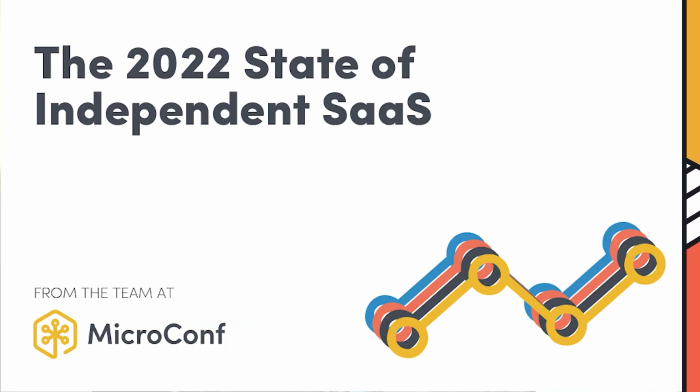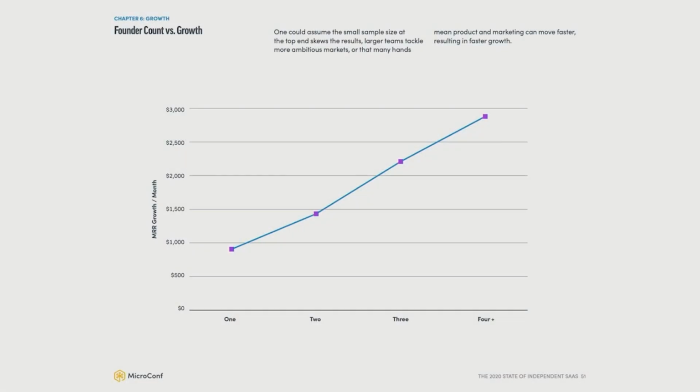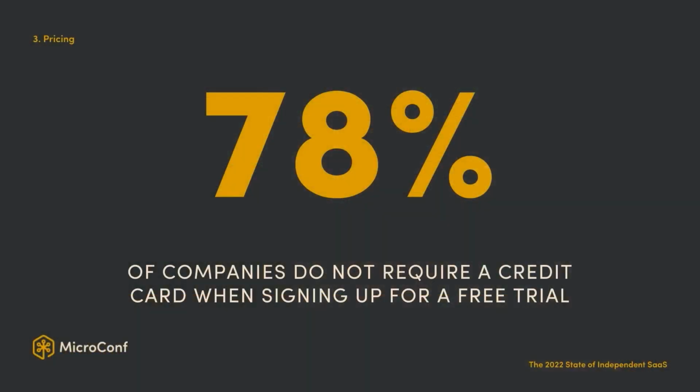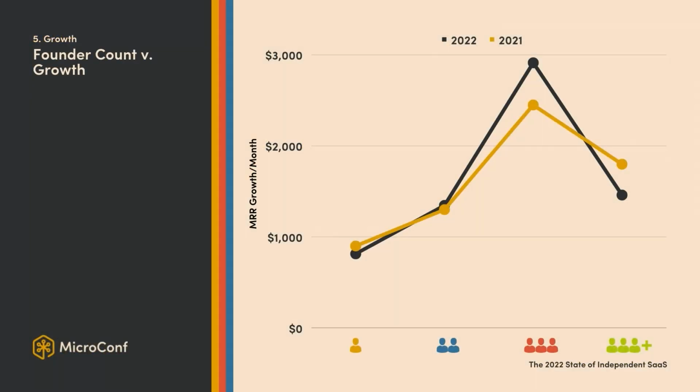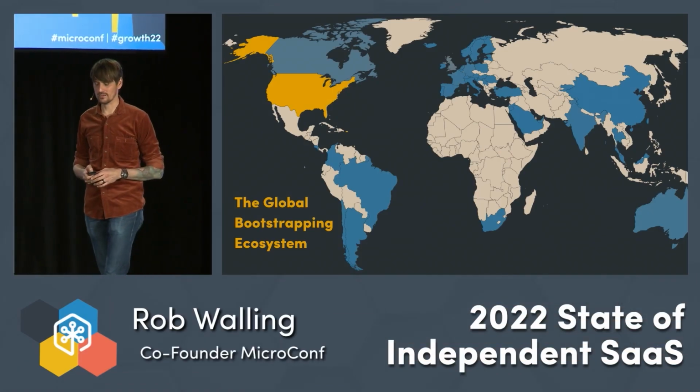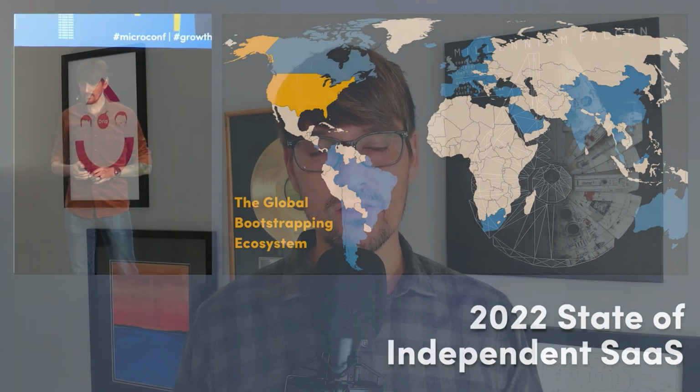Another example is the MicroConf State of Independent SaaS report, where we survey hundreds and hundreds of bootstrapped and mostly bootstrapped SaaS founders, and we get their thoughts on hiring and where their MRR is and their growth and marketing approaches they're using, all types of questions. And we put together this pretty amazing report that helps those mostly bootstrapped SaaS founders, but it's also a form of content marketing, right? It's also a way to show that MicroConf is a leader in this space.